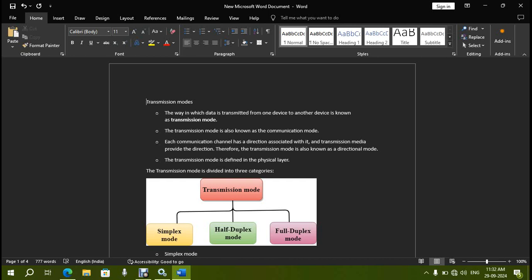Transmission mode is also known as communication mode. Each communication channel has a direction associated with it, and the transmission media provides the direction. Therefore, transmission mode is known as directional mode. When we send any signal from one device to another, how the signal is sent, one directional or two directional, is the transmission mode. The transmission mode is defined in the physical layer.